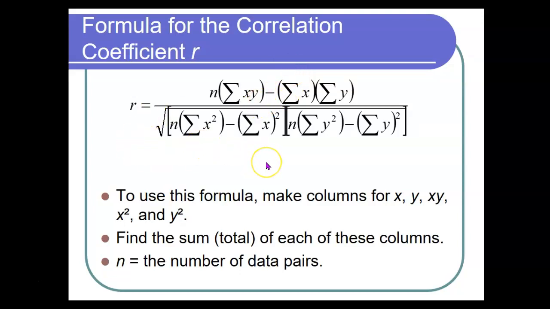So to use this formula, you need to know what all your x's add up to and what all your y's add up to. You also need to know what each x is squared and what those add up to. You need to know what the y squareds add up to. And then for each data point, you need to multiply x times y and then add those up together. And the n's in this formula stand for the number of data pairs. So that would be your sample size, how many pairs of numbers you have in your sample.